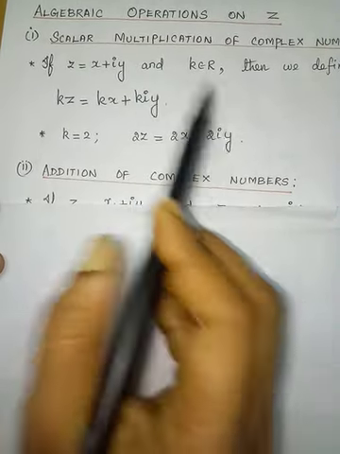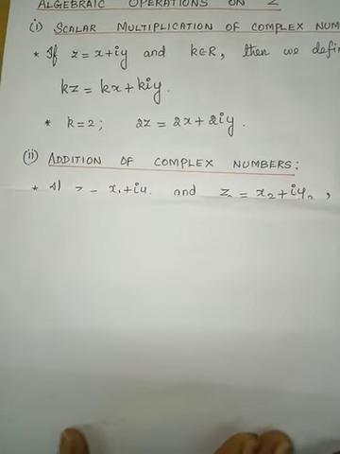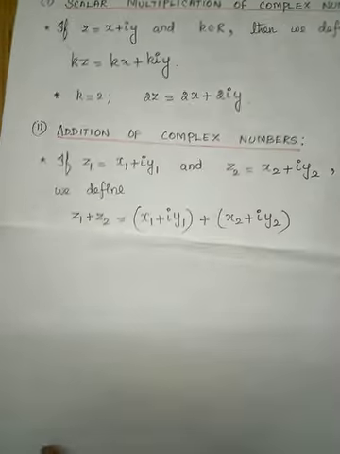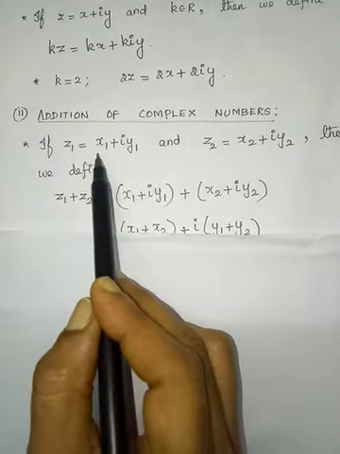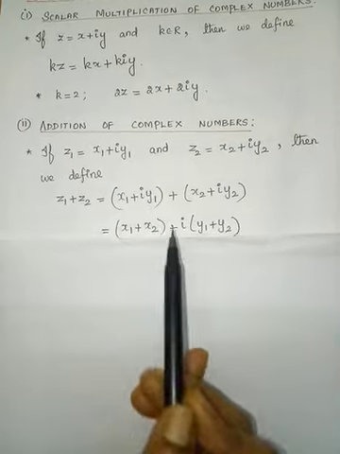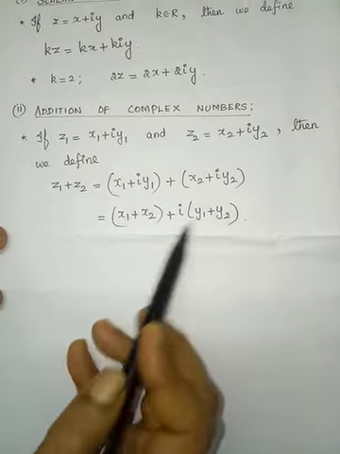So the 2 has to be multiplied with these two terms. That is a scalar multiplication of complex number. The next algebraic operation is addition of complex numbers. Here I have taken two complex numbers. So the addition z1 plus z2 is defined like this.